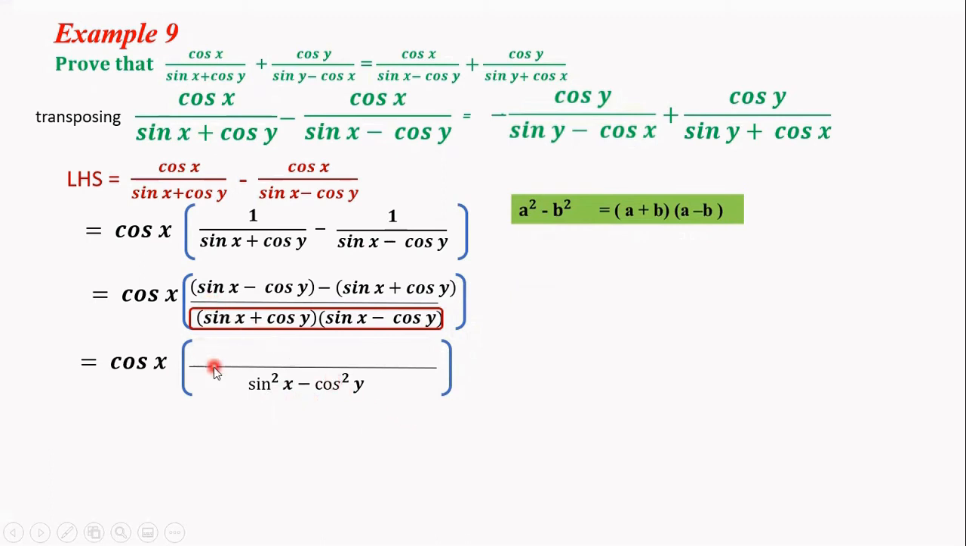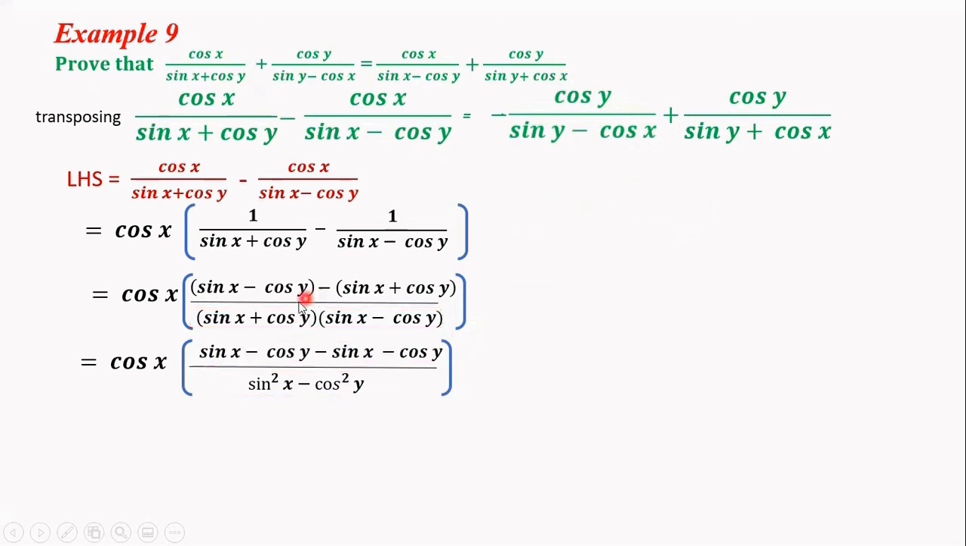In the numerator, let's open the bracket. While opening the second bracket, we have to multiply each term by minus. So we get minus sin x minus cos y. So plus sin x and minus sin x get cancelled as they are opposite in sign. Next step, in the numerator, cos y and cos y are like terms. So let's add them, and since both have a negative sign, we have minus here.